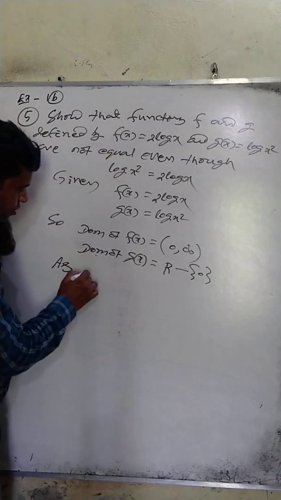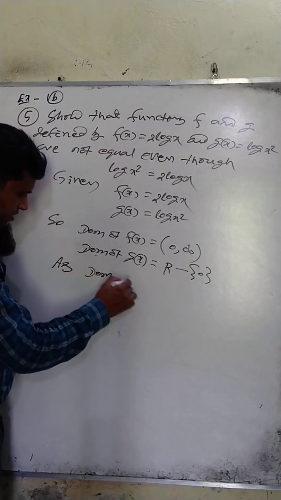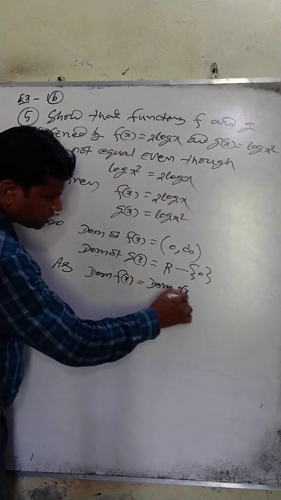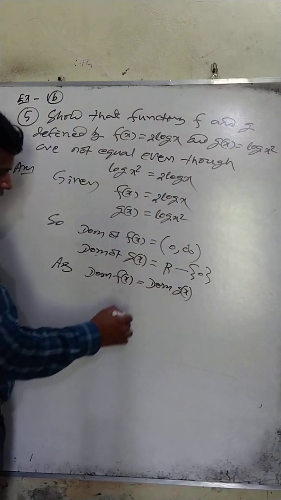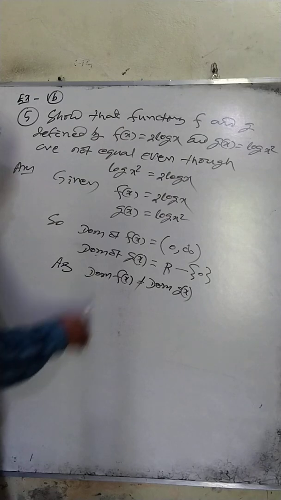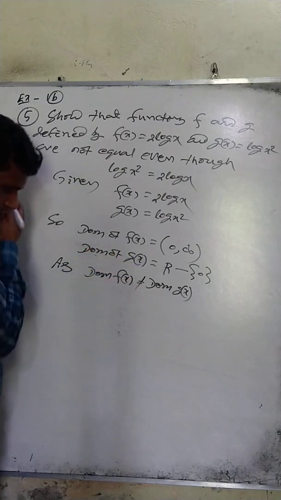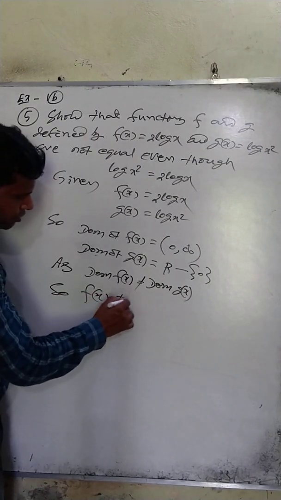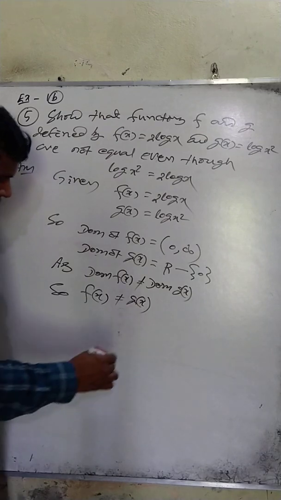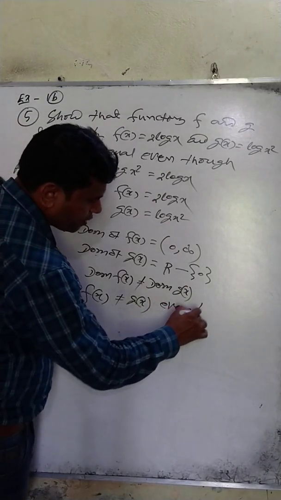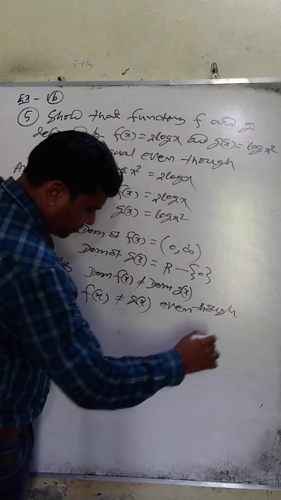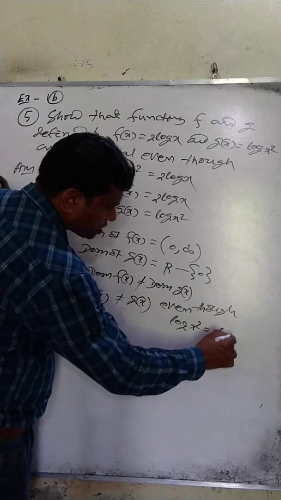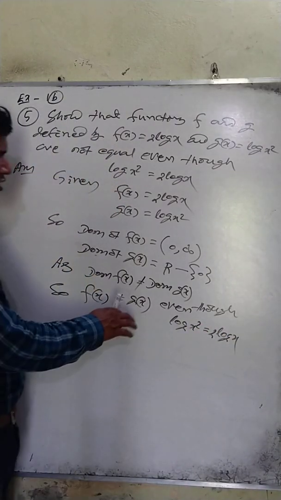So domain of f of x is not equal to domain of g of x. So f of x is not equal to g of x, even though log x square is equal to 2 log x.